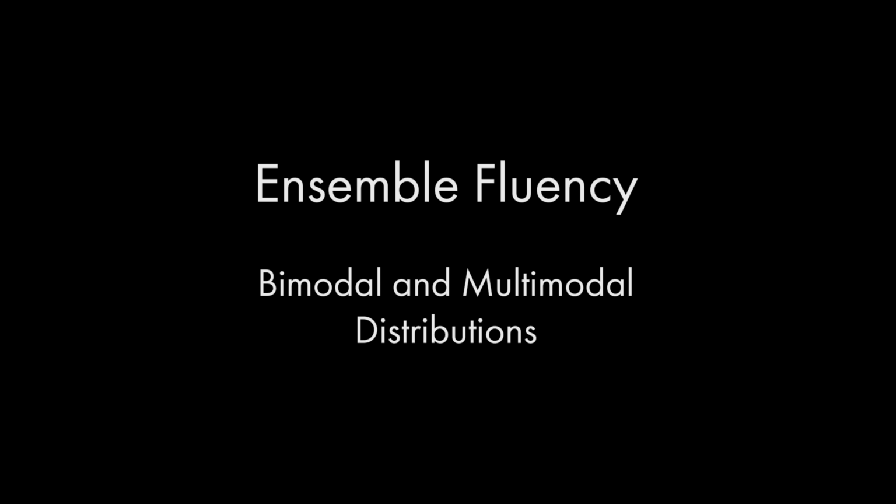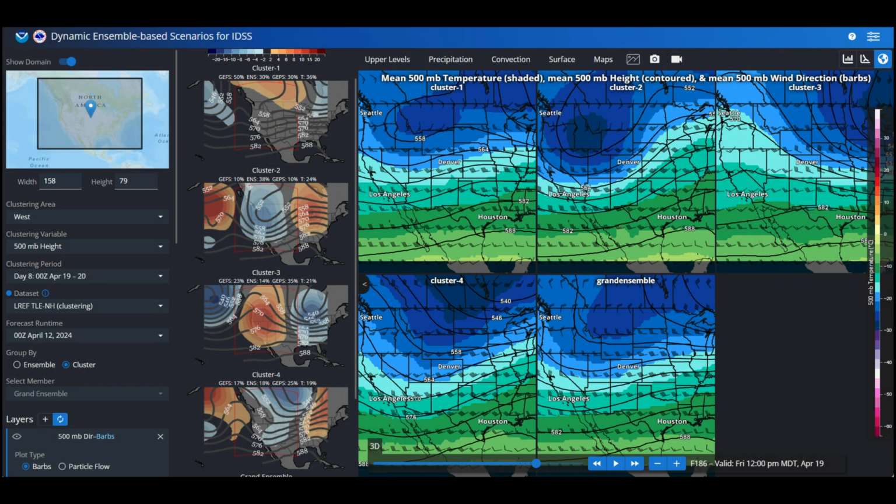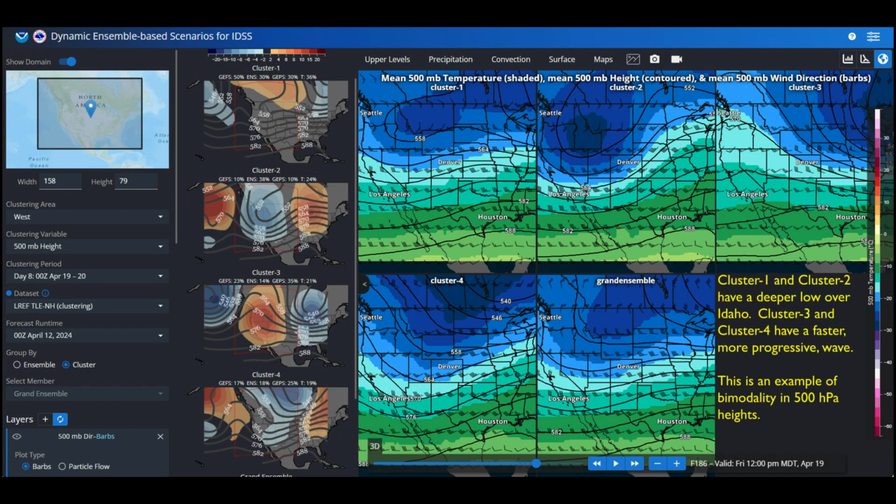There are cases where different ensemble systems, or even within the same ensemble system, will have very distinct solutions within the meteorological parameter spaces. This can add uncertainty to the forecast because you won't know which outcome could be correct. If there are two predominant solutions, we call this a bimodal distribution.